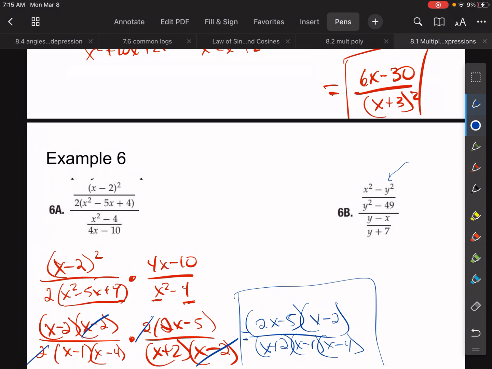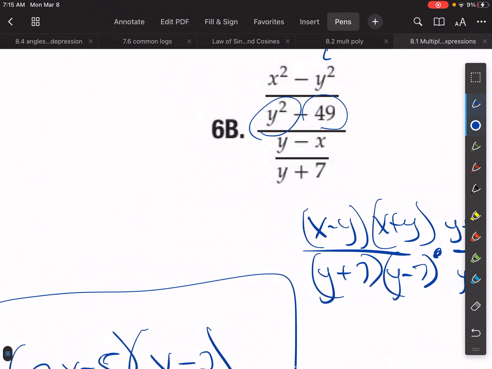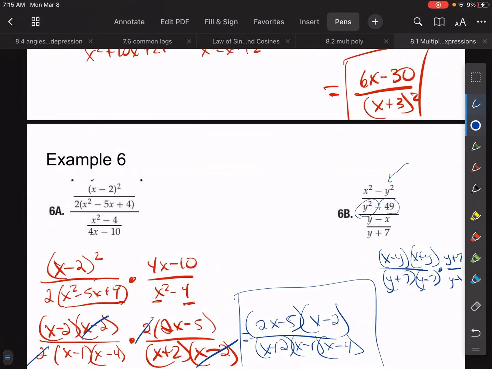So I just want to make you aware of that. So that's going to be x minus y, x plus y, right? Over, this is a difference of squares. This is going to be y plus 7, y minus 7. And then you're going to multiply that by the reverse, right? Y plus 7 over y minus x. And it's not letting me write over there, so let me see if I can zoom in here. Anyway, you guys get the gist of it. That's supposed to be an x.